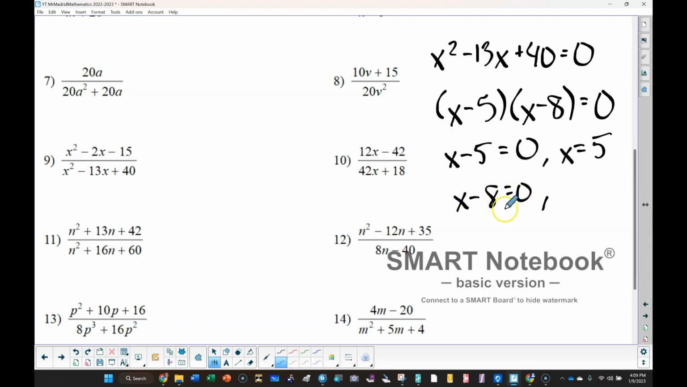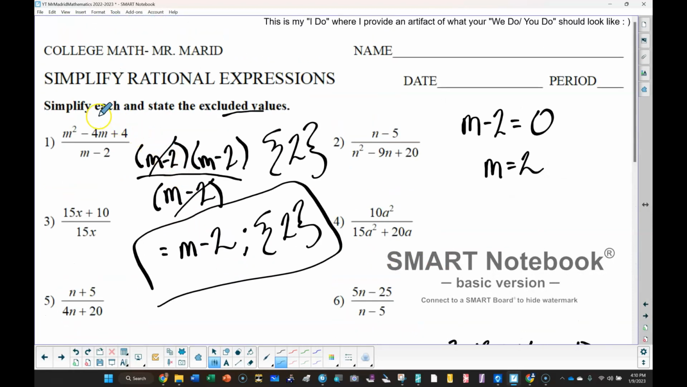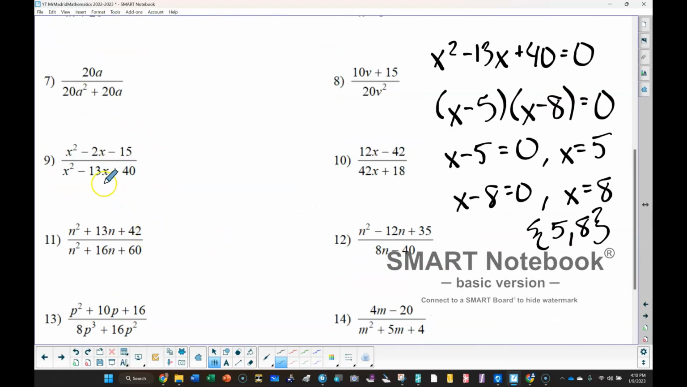And here, if I add 8 to both sides, I get x equals 8. So these will be the values I exclude at the end. 5 and 8. I'll write that once I'm done completely. So anyways, let's go ahead and continue. Now again, the instructions, besides the excluded values, those I'm going to throw out: simplify. So how do I make this simpler?